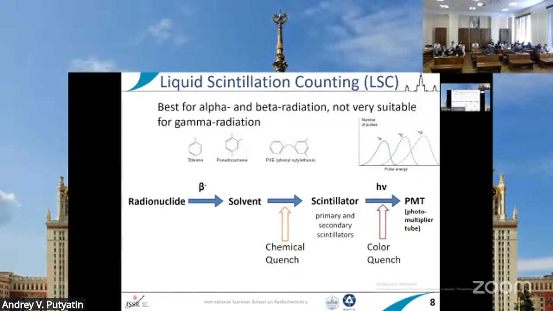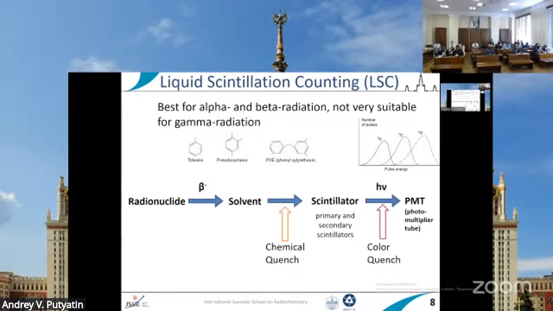But for beta and alpha emitting radionuclides, it is almost impossible to use such a technique without chemical separation, because the range of penetration of alpha and beta particles is very small. If we just take a sample, it will not be possible to measure alpha particles, because they will not go outside of the sample. So for beta and alpha measurement, the best option, if we separate the radionuclide individually, is liquid scintillation counting. It is the best option because it has very high efficiency, up to 100% of the measurement.